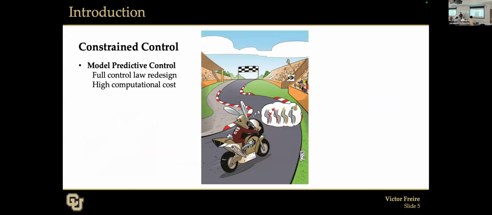In control theory, the subfield that studies this property of safety is called constraint control. And the most famous example or approach in constraint control is model predictive control, MPC, where the algorithm predicts the trajectory of the state and will pick the optimal control law that will also guarantee safety.